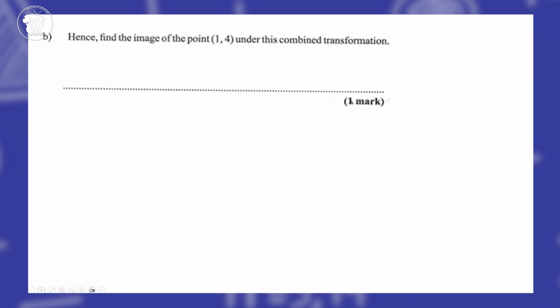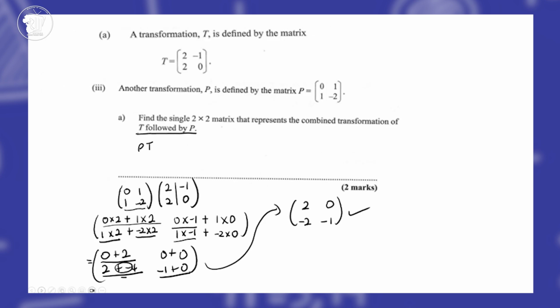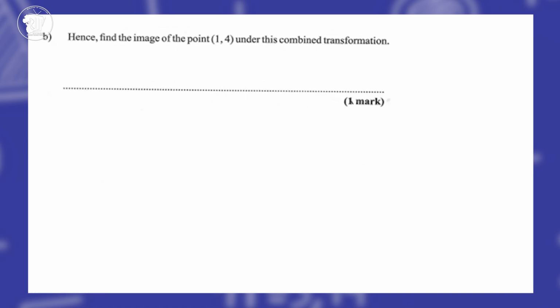Hence, the 2 by 2 matrix that represents the combined transformation of T followed by P is 2, 0, -2, -1. The next question says, hence, find the image of the point 1, 4 under this combined transformation. So we have the matrix 2, 0, -2, -1, multiplied by, we turn the point into a column vector, 1, 4.